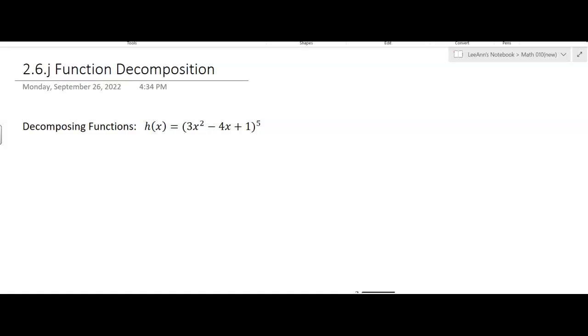Okay, so we're going to talk about function decomposition. We're not going to do very much of it. It sounds complicated, but it's really usually pretty easy, to be honest. What we're doing is thinking in terms of two functions. So what's going on here?